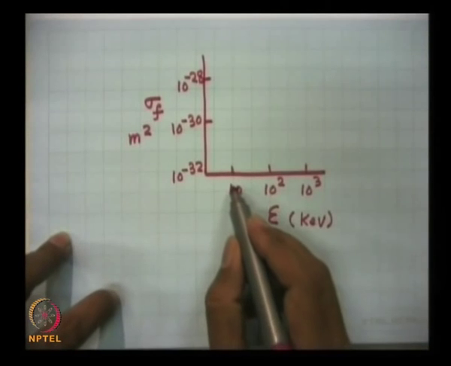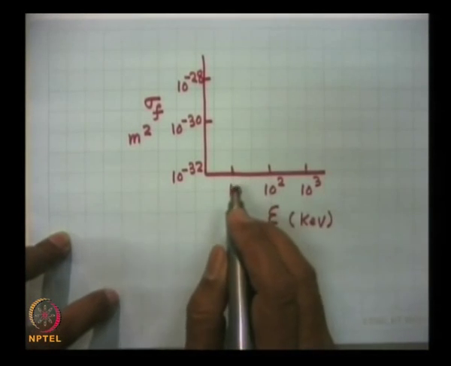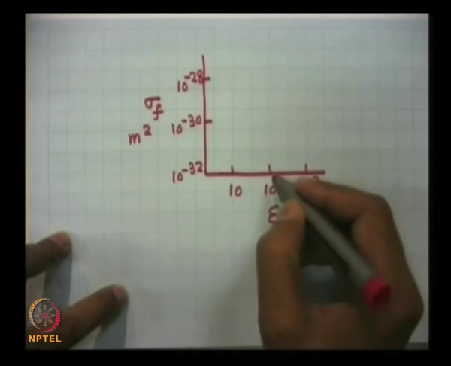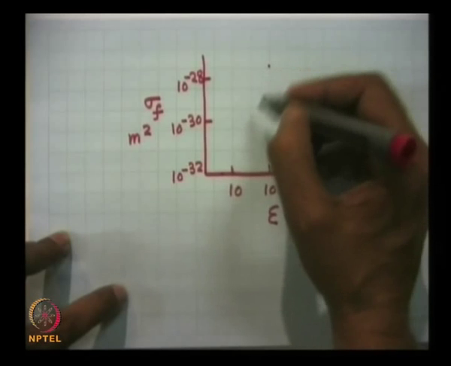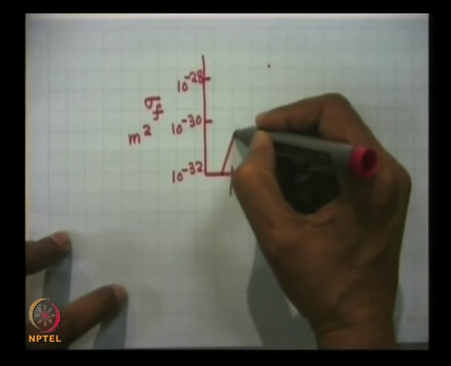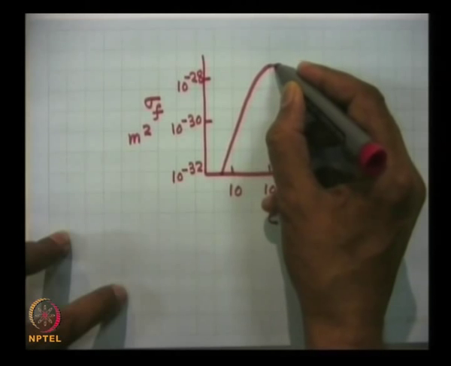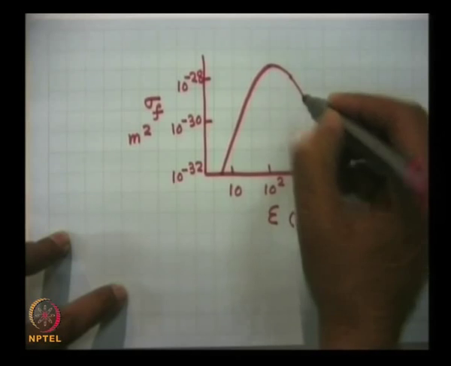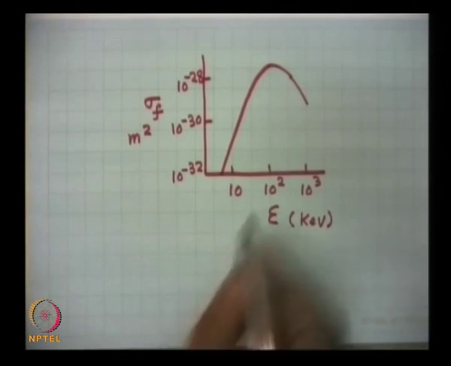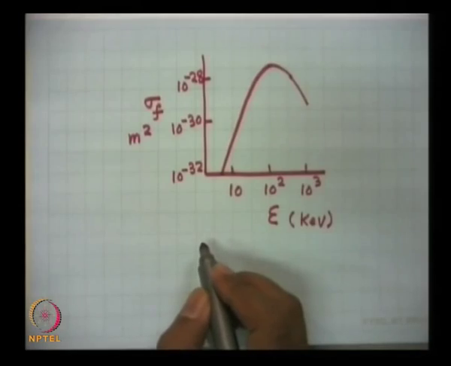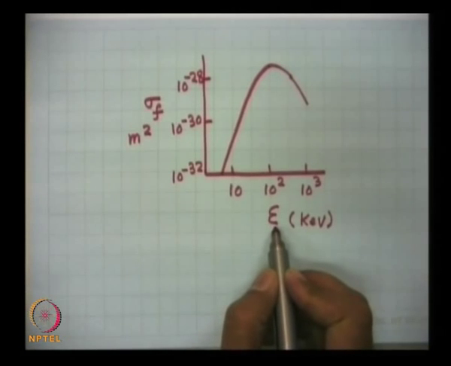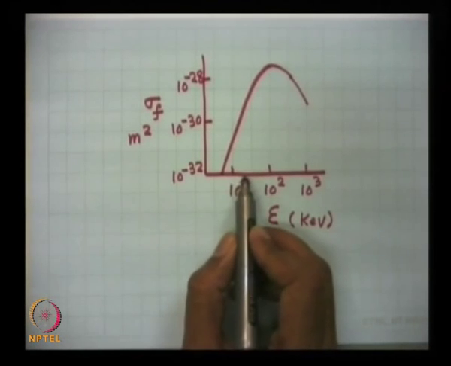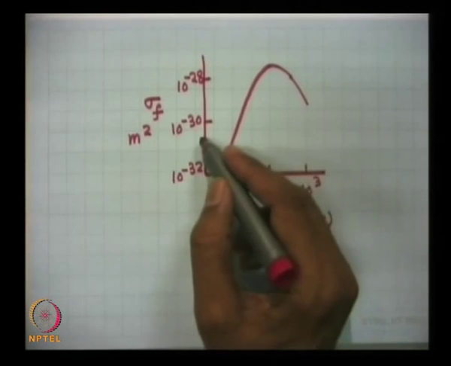Fusion cross section below 10 keV energy is small. So it begins from here, it peaks around 100, typically like this. The curve goes like this and then falls off, something like this. So what is required is that you must have enough kinetic energy of tritium nucleus, maybe 10 keV or higher, so that the fusion cross section is substantial.